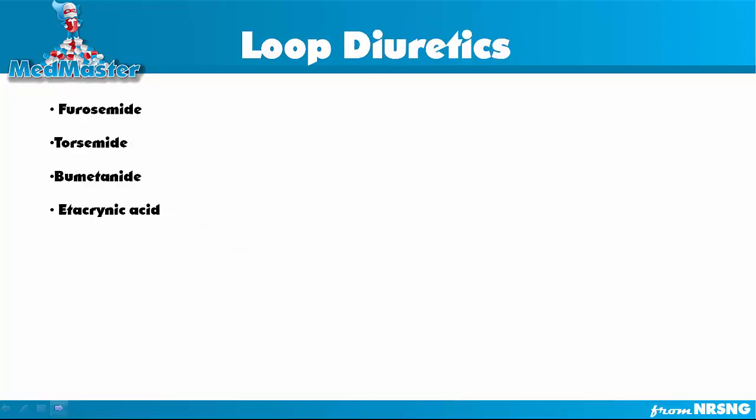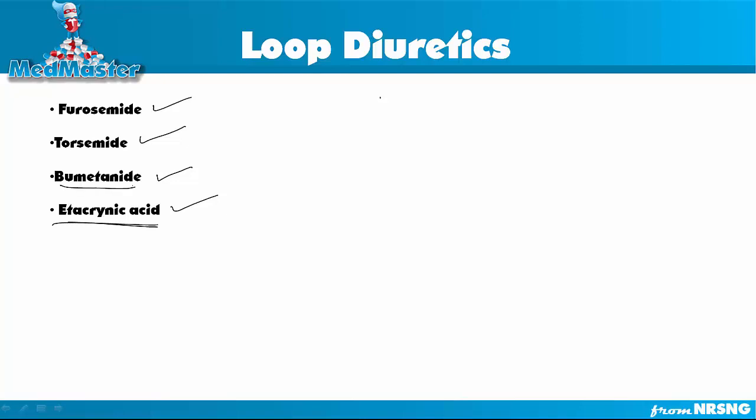So what are the examples of loop diuretics? The first one is furosemide, which is widely used. Furosemide, bumetanide, and ethacrynic acid. I haven't seen ethacrynic acid used quite often in patients. I've seen furosemide and bumetanide, because bumetanide is a really strong loop diuretic compared to furosemide. So if they really need a huge amount of diuresis, they prefer to use bumetanide compared to furosemide.